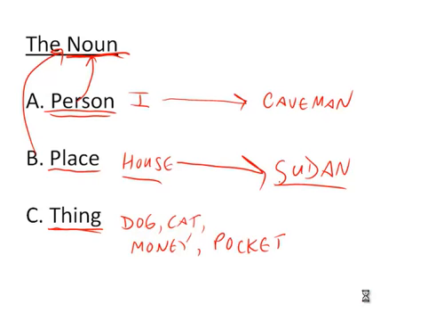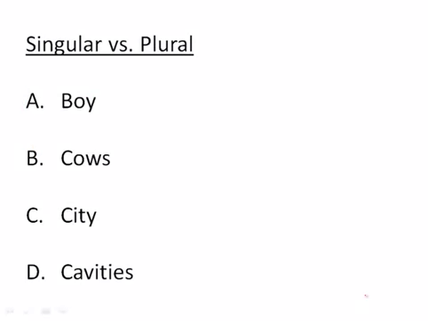So let's go to the first thing, which is singular versus plural. What does this mean? Think of singular as one. Think of plural as more than one. So we'll put plus one, meaning just more than one. It could be 2, 3, 4, 5, or 6. Let's take our first noun here. Boy, that's a person. That's just one person.